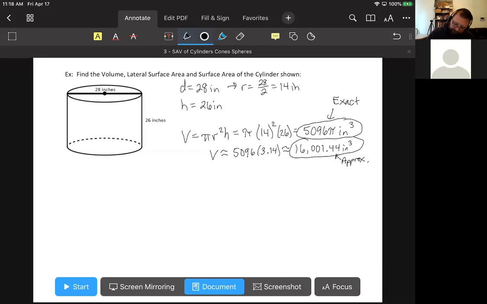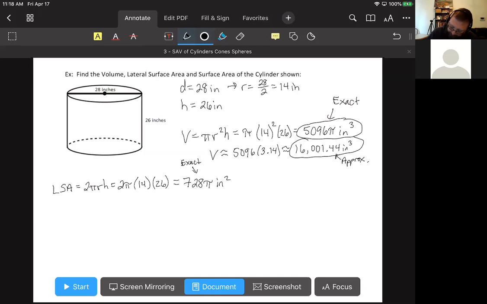On to lateral surface area. The lateral surface area is 2 pi r h. So same deal. We're going to ignore that pi symbol. Going to plug in the radius of 14. Plug in the height of 26. We're going to do 2 times 14 times 26 to give us an exact answer of 728 pi square inches. So again, that is our exact answer.